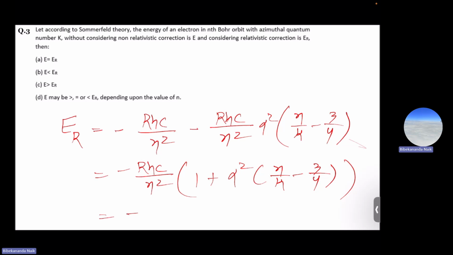This minus RHC by n square is the original expression for energy given by Bohr, which is E. Then it is 1 plus alpha square times n by k minus 3 by 4. Let me write it once again. It is ER, which is minus E times 1 plus alpha square times n by k minus 3 by 4.